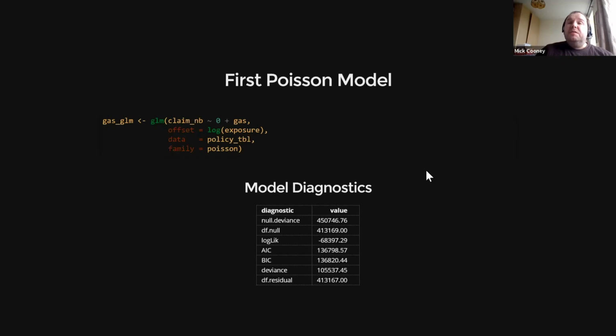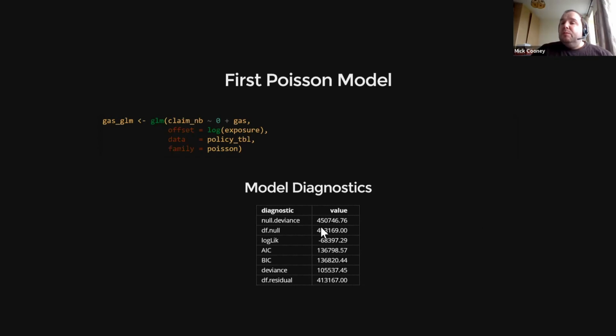Basically, what this boils down to, the log of exposure is the offset thing I mentioned. What we want to do is to make sure that all these policies are on an annualized basis. So if something was only on force for like half a year and had a claim, that's the equivalent of 2 claims on a full year basis. So that's kind of what that offset is doing there. It's basically making sure that we're doing things on a unit frequency basis.